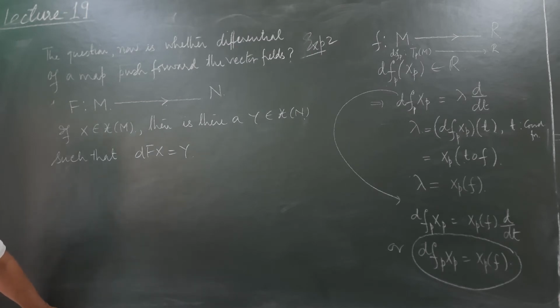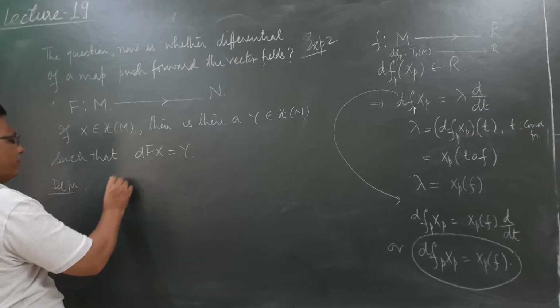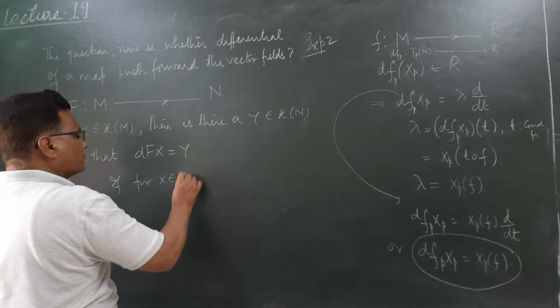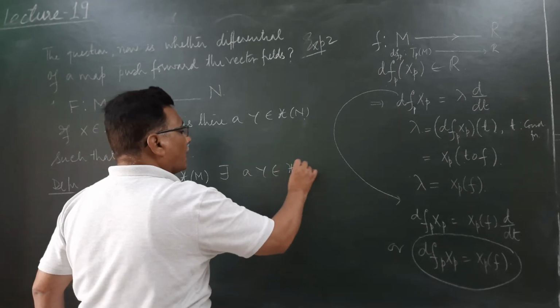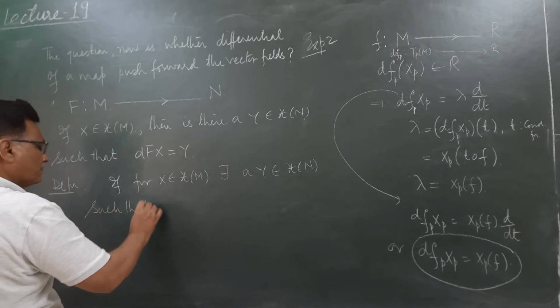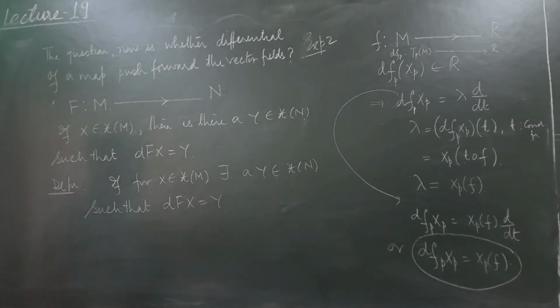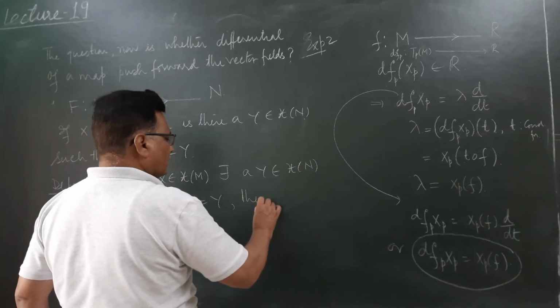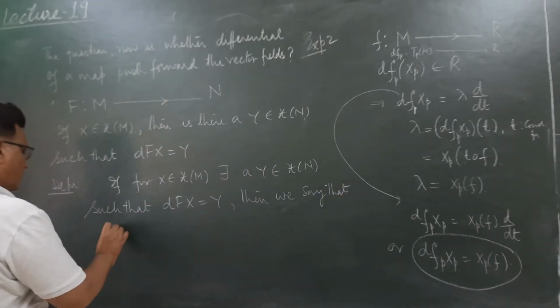If it is true for some vector field, we call such vector fields f-related. So the definition is, if for X in χ(M), there exists a Y in χ(N) such that df X equal to Y, then we say that X is f-related to Y.